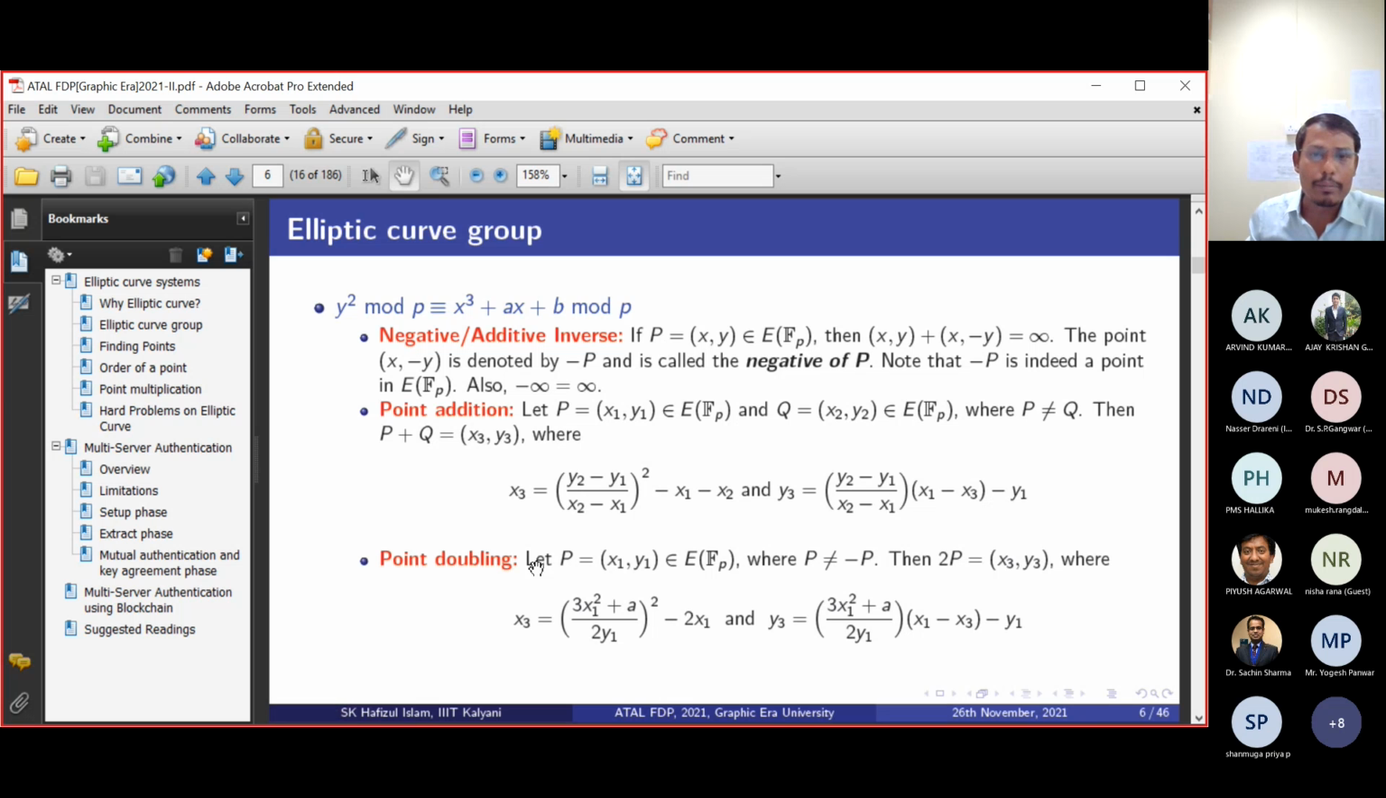Similarly, if we define the point doubling operation, we have a point P. If we perform P plus P, where, of course, I'll tell you why we are taking this condition, then P plus P is 2P. If we denote it x3, y3, then x3 will be this value and y3 will be this, right? We'll try to understand how we define this addition operation.